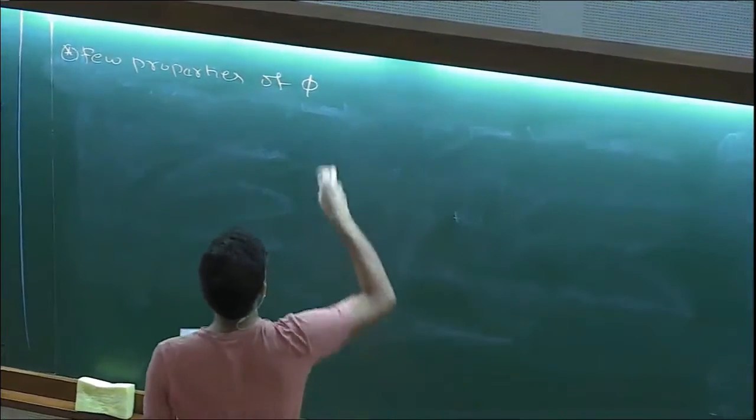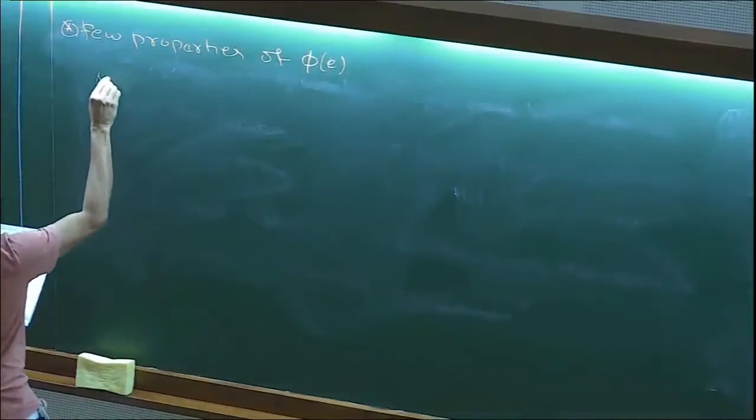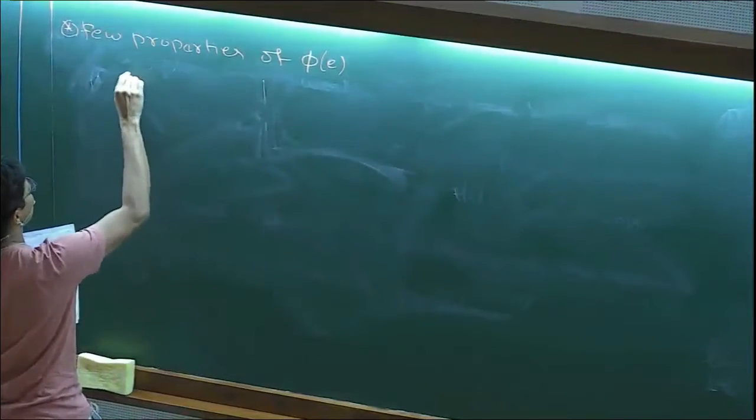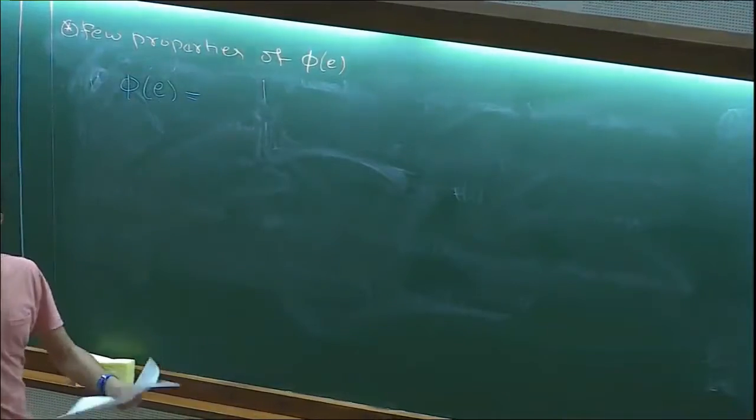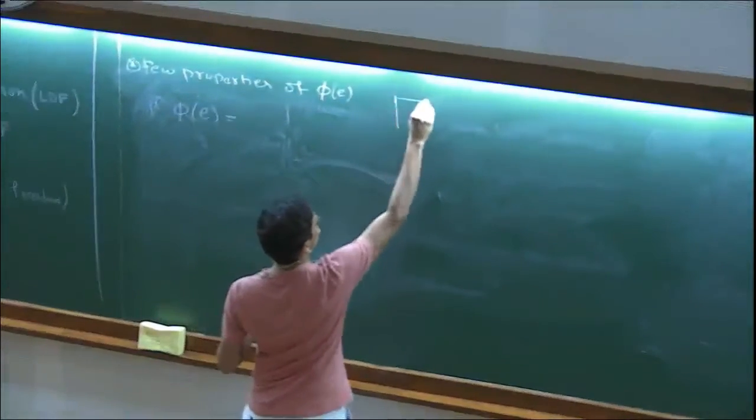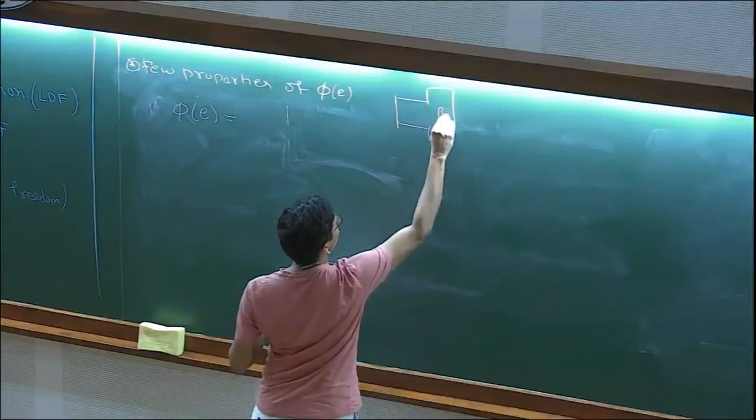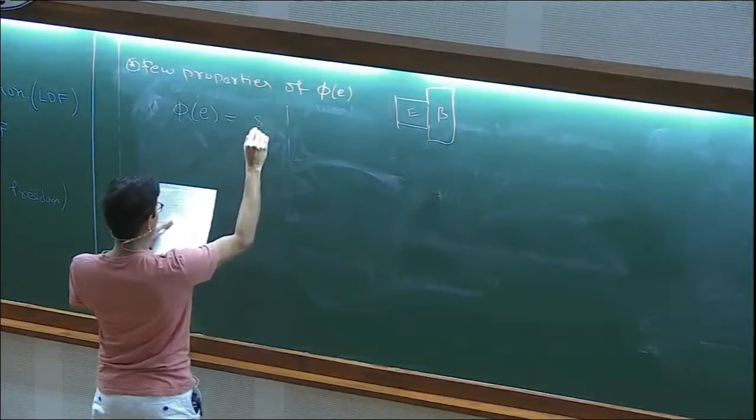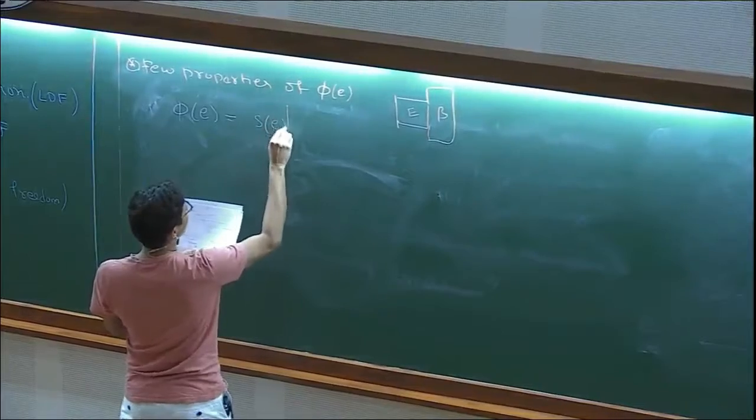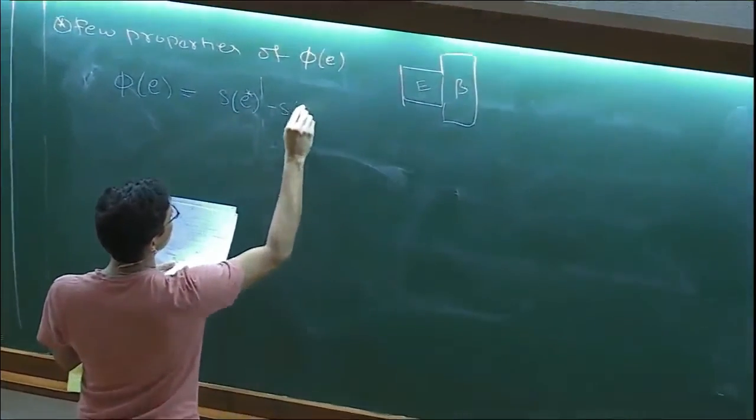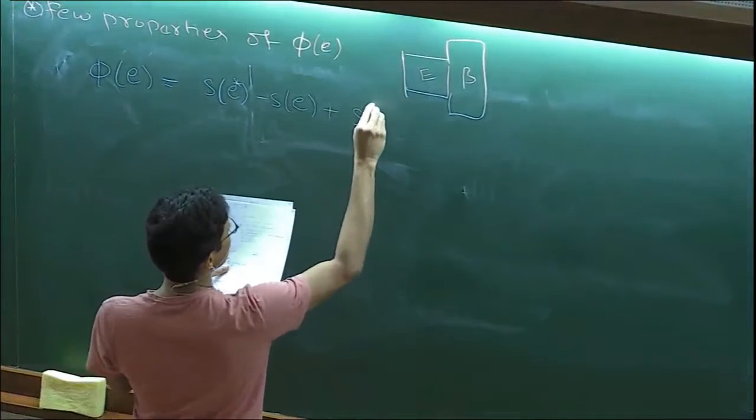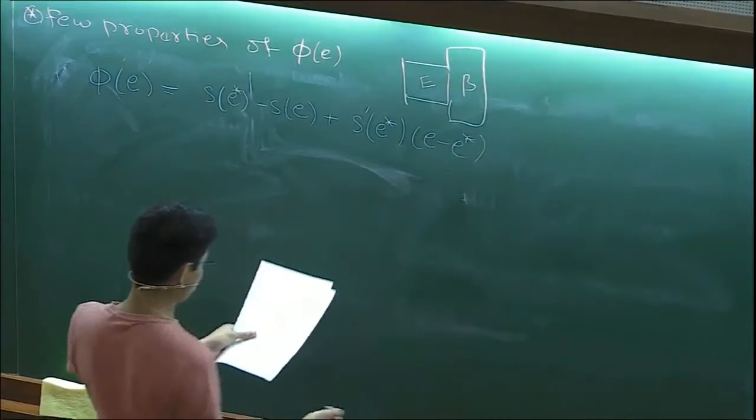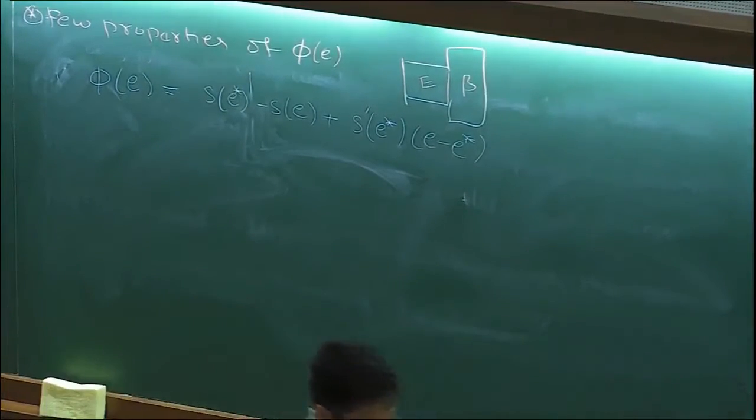So the first thing to note is that if I plot the phi function, let me just first again write down the expression. I'm back to the original problem, which was this canonical ensemble at beta, and I'm looking at the energy fluctuation. So there the phi of E was S of E star minus S of E plus S prime of E star times E minus E star. Okay.